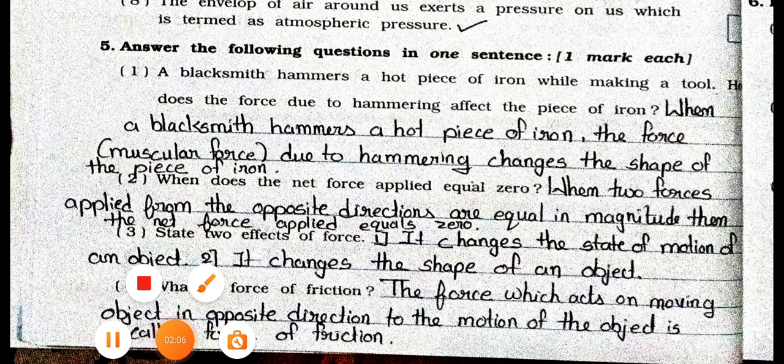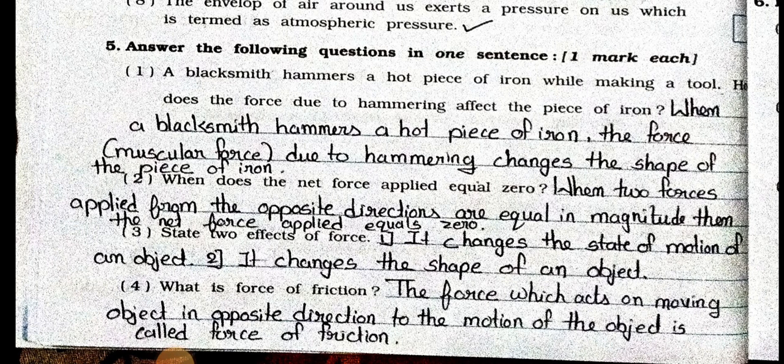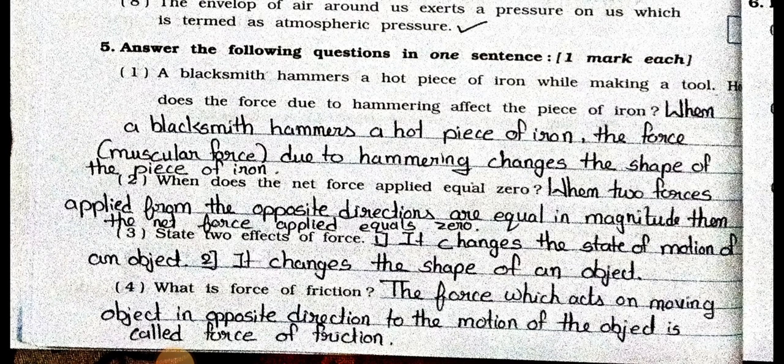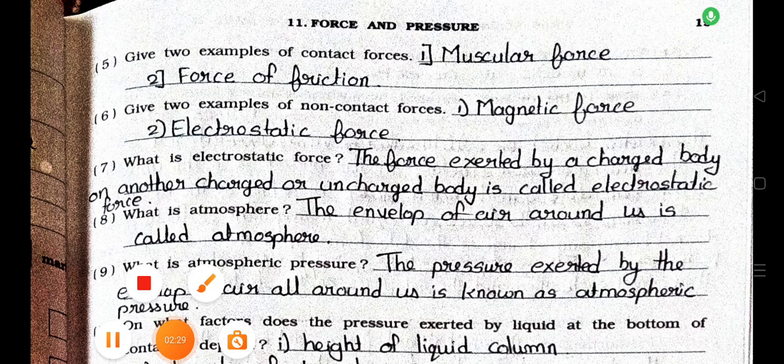See question number 3. State two effects of force. Answer: point 1, it changes the state of motion of an object, and point 2, it changes the shape of an object. Number 4. What is the force of friction? Answer: the force which acts on a moving object in opposite direction to the motion of the object is called force of friction.